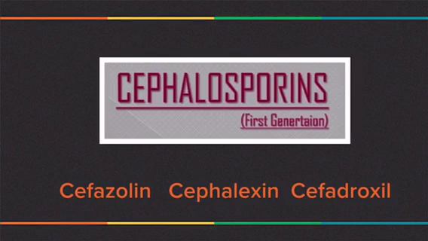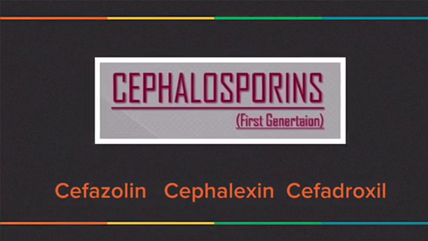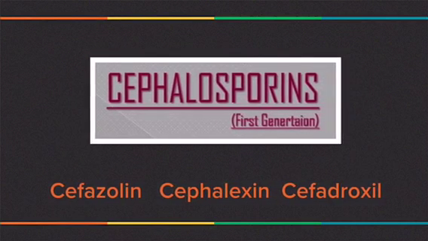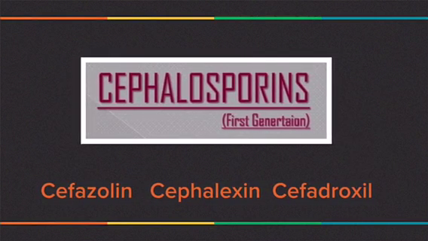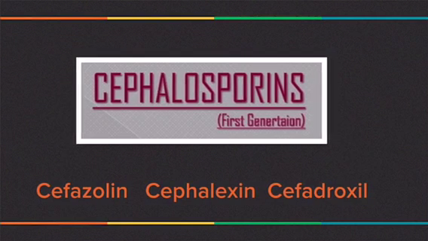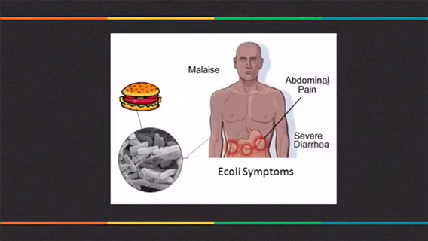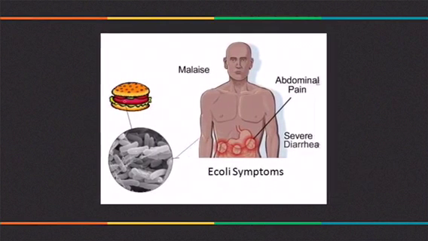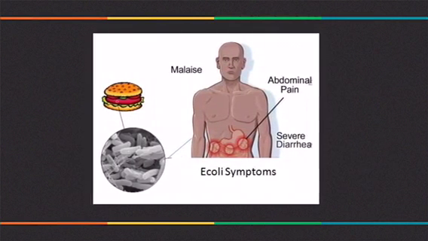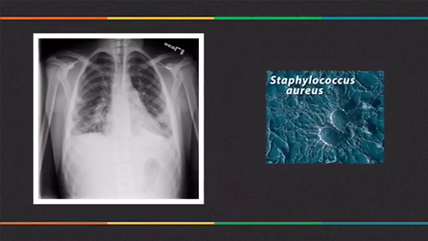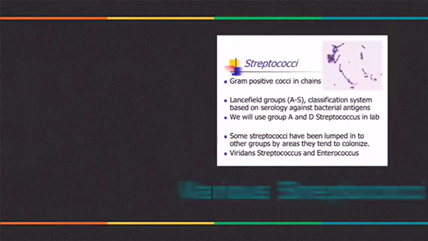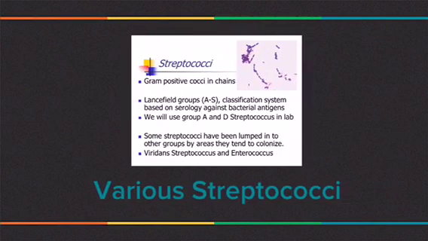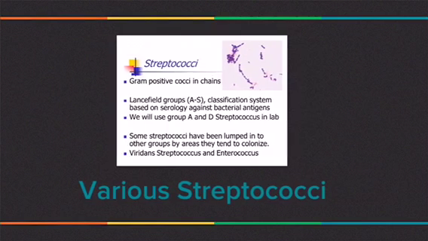Cefazolin, cephalexin, and cefadroxil are examples of first generation cephalosporins, and the sensitive organisms are: number 1, Escherichia coli, or what we call E. coli. Number 2, Staphylococcus aureus. And number 3, various streptococci.